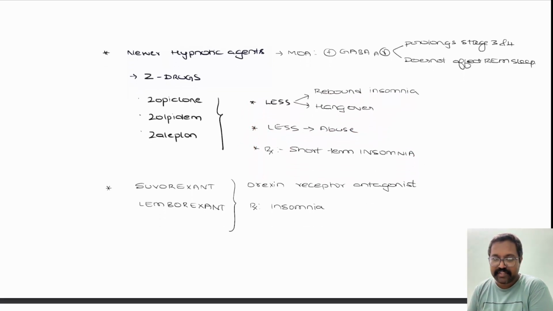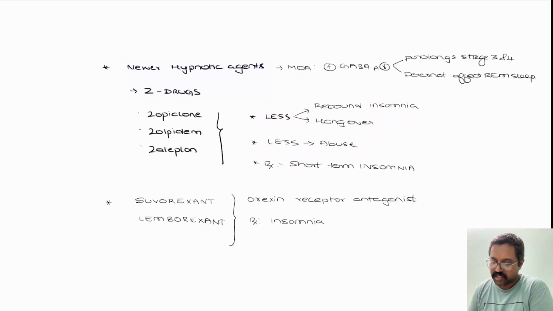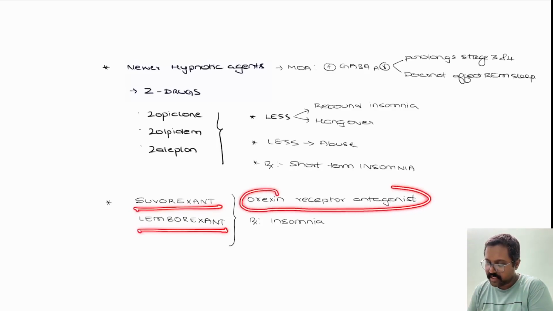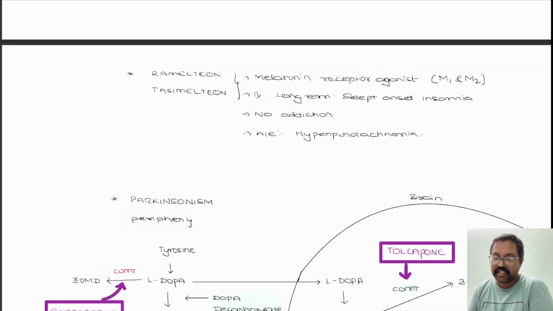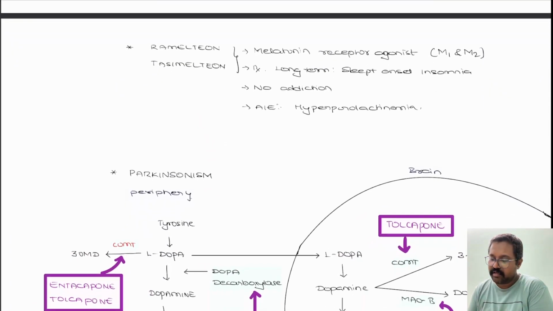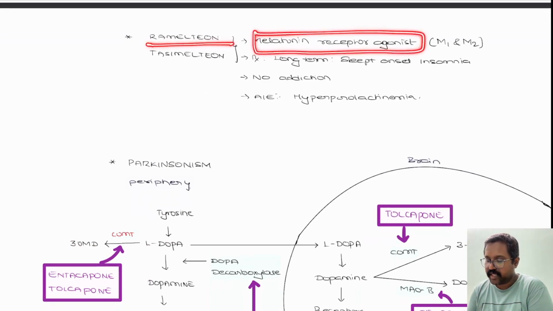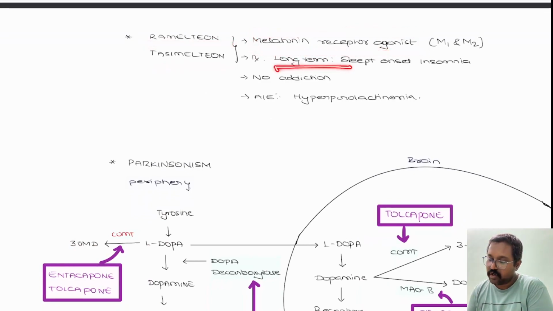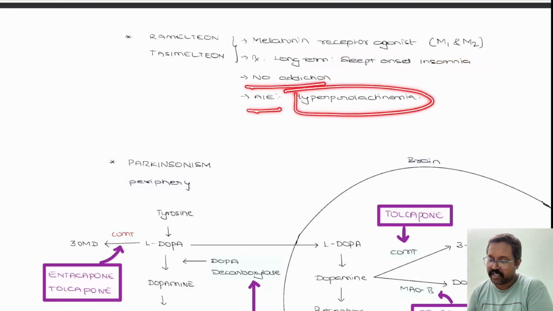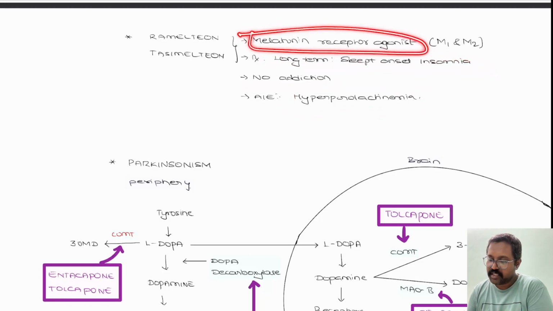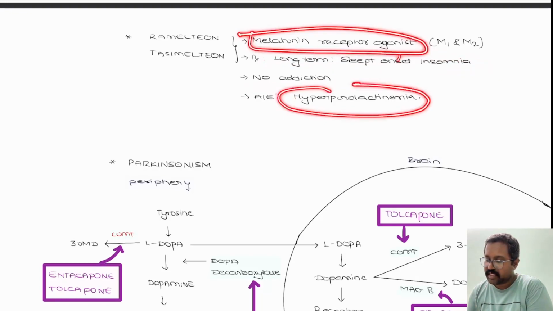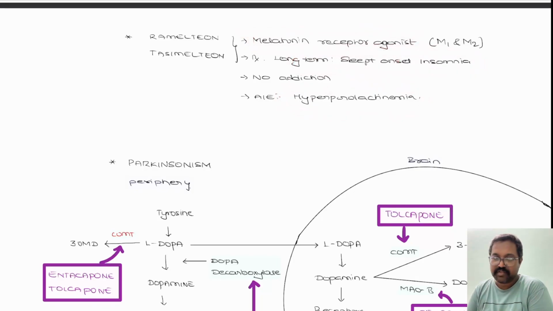What are the drugs which are used for insomnias? We have suvorexant and lemborexant. They are the orexin receptor antagonists. Next we have drugs like melatonin receptor agonists. Please remember, the melatonin receptor agonists, that is ramelteon and tasimelteon, are used for long-term sleep onset insomnia. The advantage is no addiction, but the disadvantage is that it causes hyperprolactinemia. So melatonin receptor agonists cause hyperprolactinemia, and are basically used for long-term sleep onset insomnias.